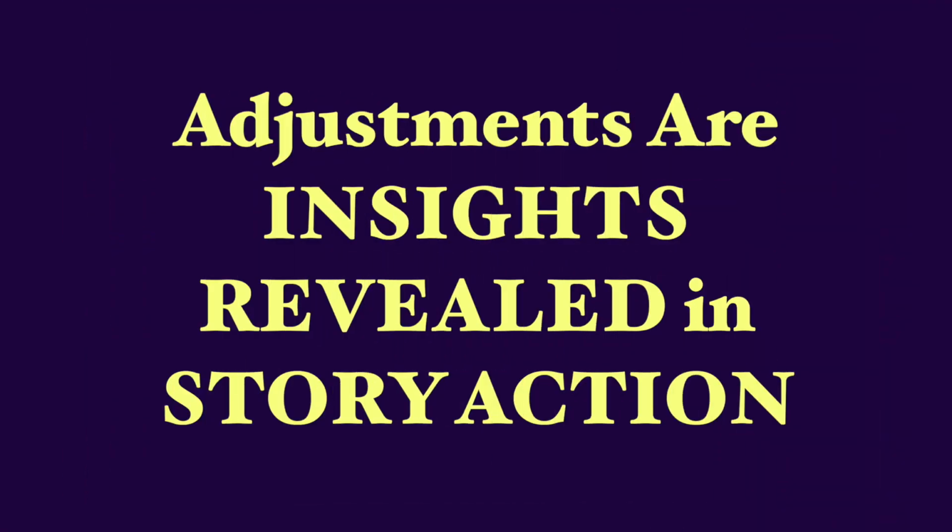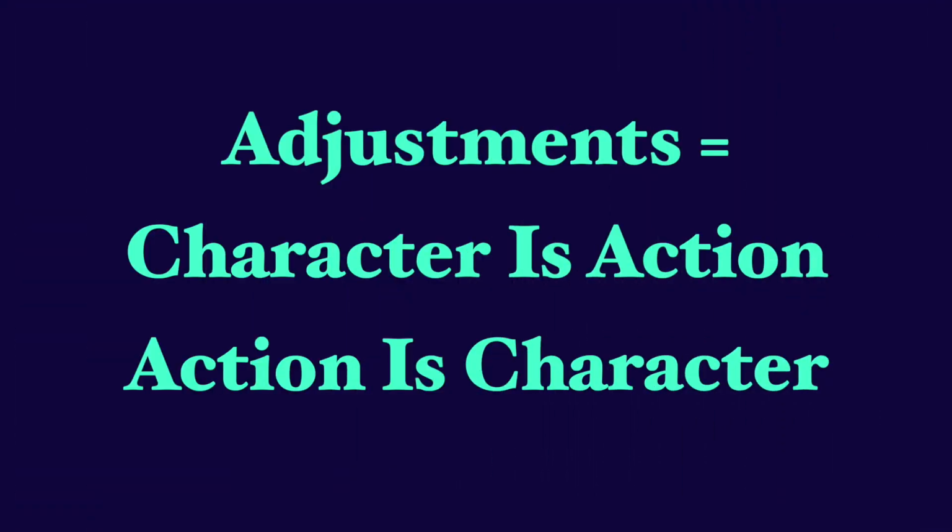Some have a lot, 5 or 10. There's no required number, but 0 tends to make for boring scenes. The reason is, and this is why actors and directors and audiences love adjustments so much, adjustments are insights revealed in story action. When characters make choices, they're acting on their feelings and their nature. They're revealing their character right before your eyes, and that makes the story happen. Adjustments are a living embodiment of the fact that character is action and action is character. They help you structure a scene, and they make the life in your script more complex and lifelike.